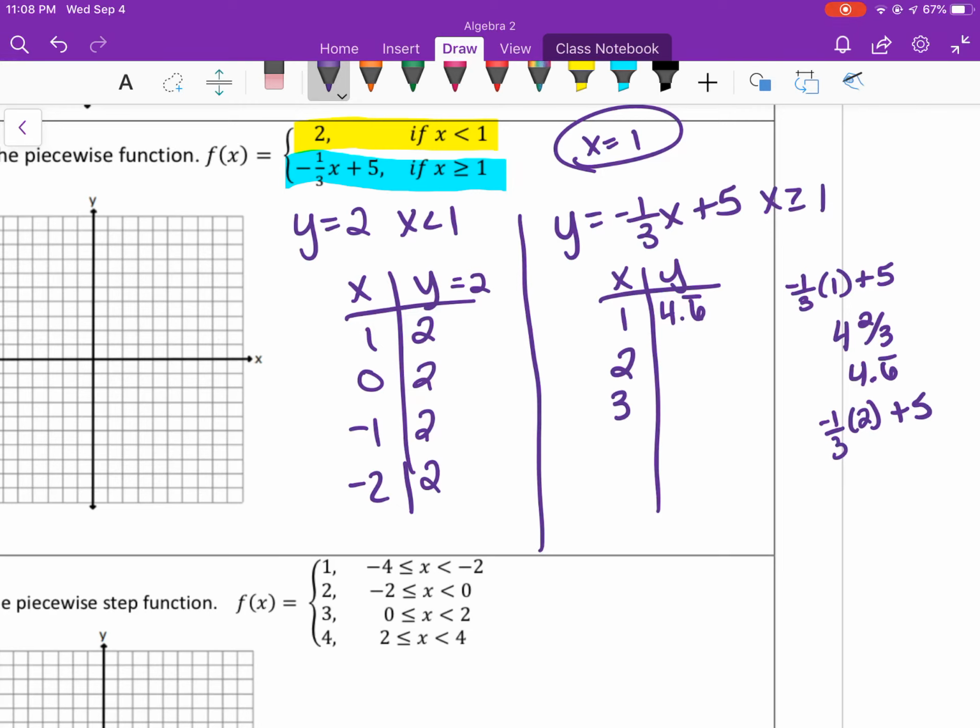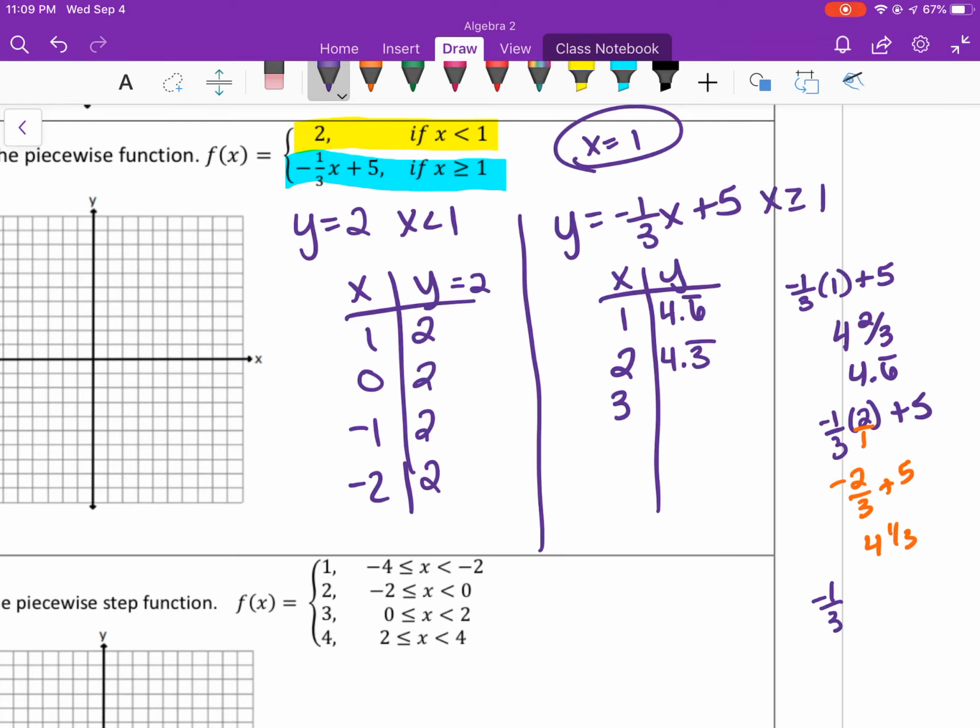Remember, when you take a fraction times a whole number, you can put the whole number over 1. And then it's going to be top times top over bottom times bottom, or numerator times numerator over denominator times denominator. So it's negative 2/3 plus 5. Well, that's 5 minus 2/3, so that'd be 4 1/3 left. So you'd have 4.3 repeating.